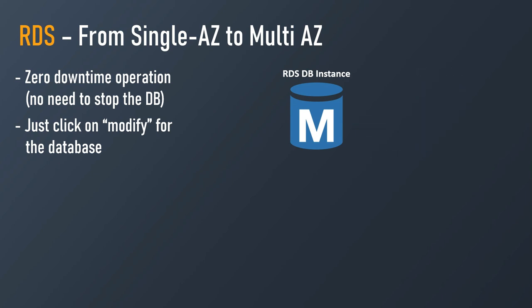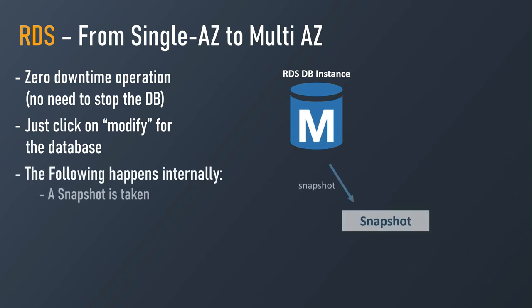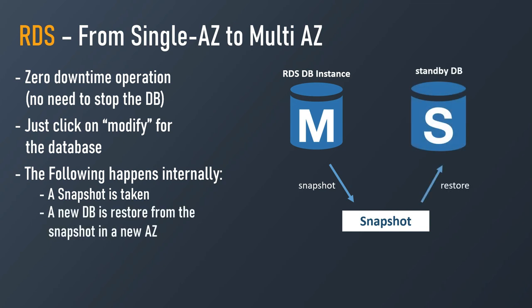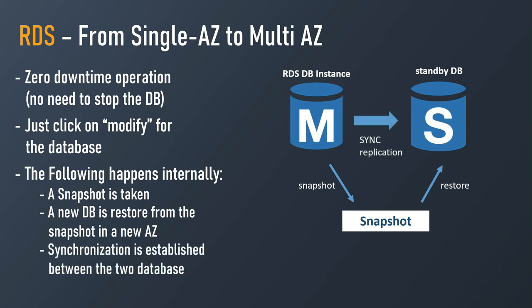Now this is what the exam will ask you, but I want to show you what will happen behind the scenes for it to work. So the following will happen internally. There will be a snapshot taken by RDS automatically of your main database, and that snapshot will be restored into a new standby database. Okay, and then once the standby database is restored, there will be synchronization established between the two databases. And so therefore the standby database will catch up to the main RDS database, and there you go, you will be in a multi-AZ setup.